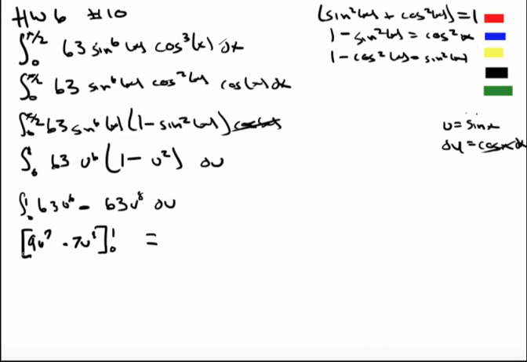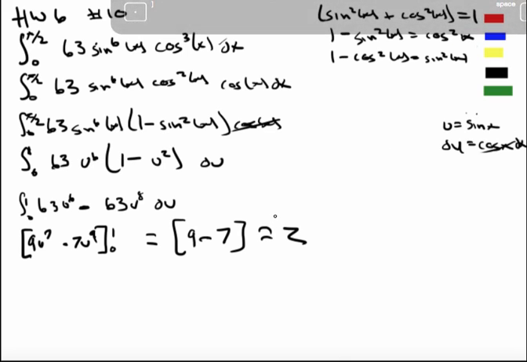And what this is going to equal is 1 to any power is 1, times 9 is going to be 9, minus 1 to any power is 1, times 7 is 7, and then we do simple subtraction and we get the answer equals 2, and we are done with this problem.